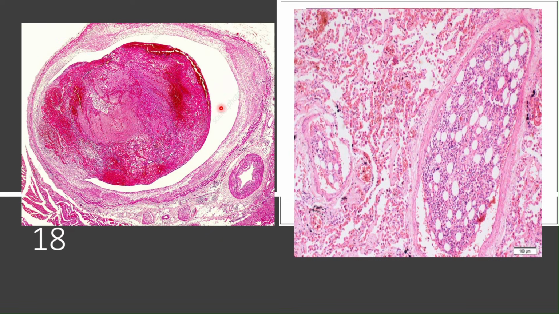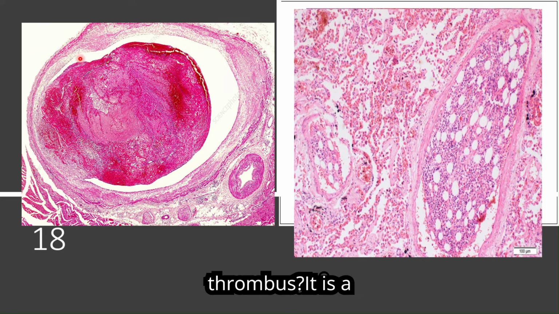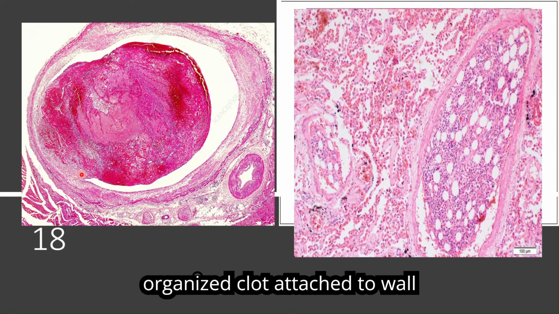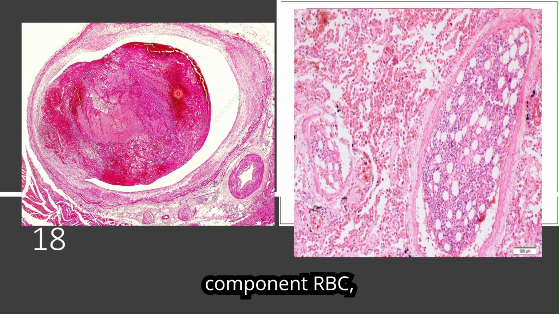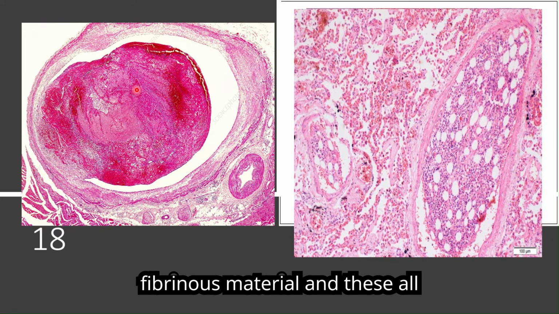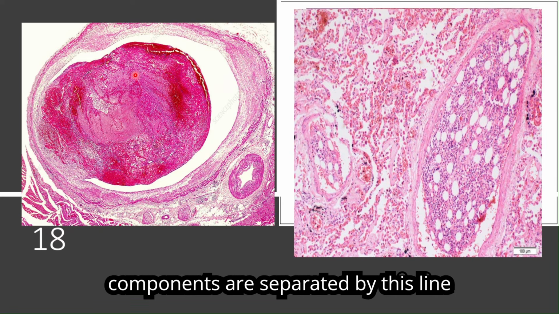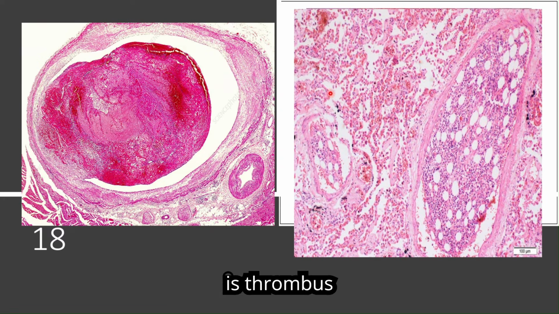This slide, the organ is a blood vessel, but in the lumen you can appreciate an attached thrombus. So what is a thrombus? It is an organized clot attached to the wall, and it has three components: RBCs, leukocytes, and pink fibrinous material, and all these components are separated by lines called lines of Zahn. So this is a thrombus.